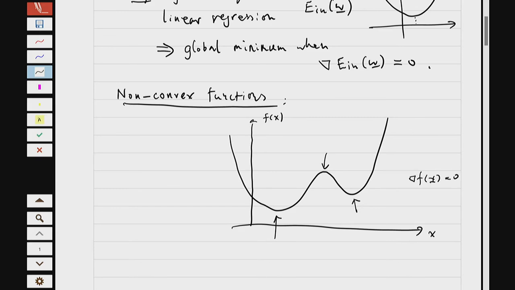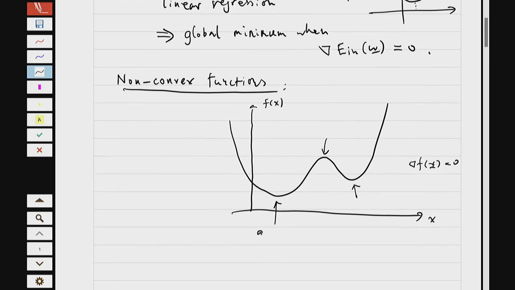The first one on the left, well-trained brain can see immediately, that's the global minimum. That is the real minimum, because our eye can see the whole function. And then on the right side, that one is also a kind of minimum. It's called a local minimum.